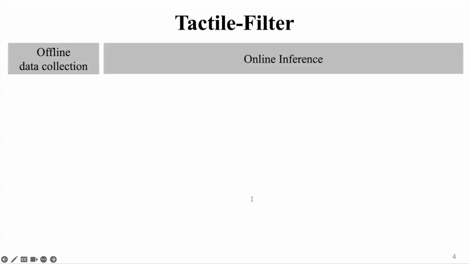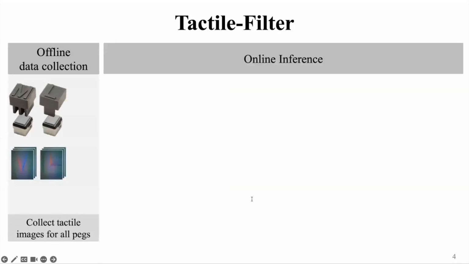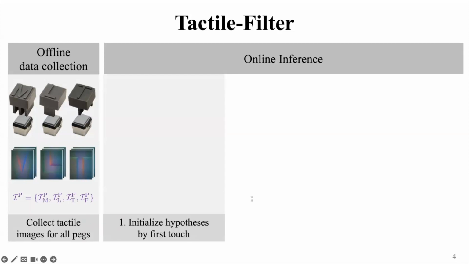To solve the problem, we propose Tactile-Filter, which consists of two parts, offline data collection and online inference. First, we collect a set of tactile images for the given pegs prior to experiments. Then we do the online inference with the following three steps. The first step is to initialize hypotheses by using the first touch.